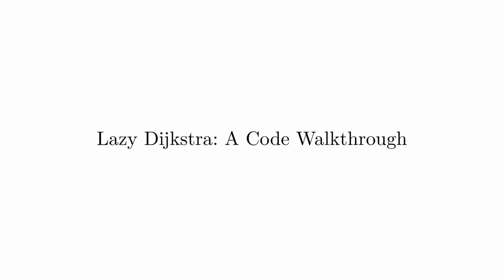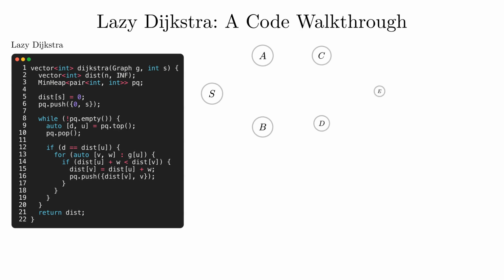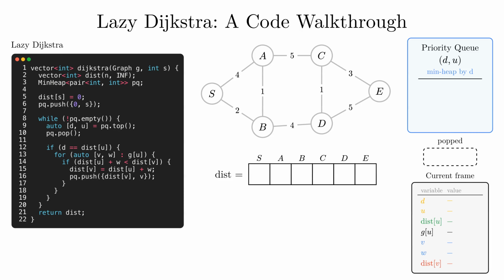Now let us watch the lazy implementation of Dijkstra's algorithm run, one line at a time. On the left is the algorithm. In the middle, the same weighted graph from the analogy, with S as the start node. Below the graph is the distance array, and on the right, the priority queue. These are the only 2 pieces of state we need.